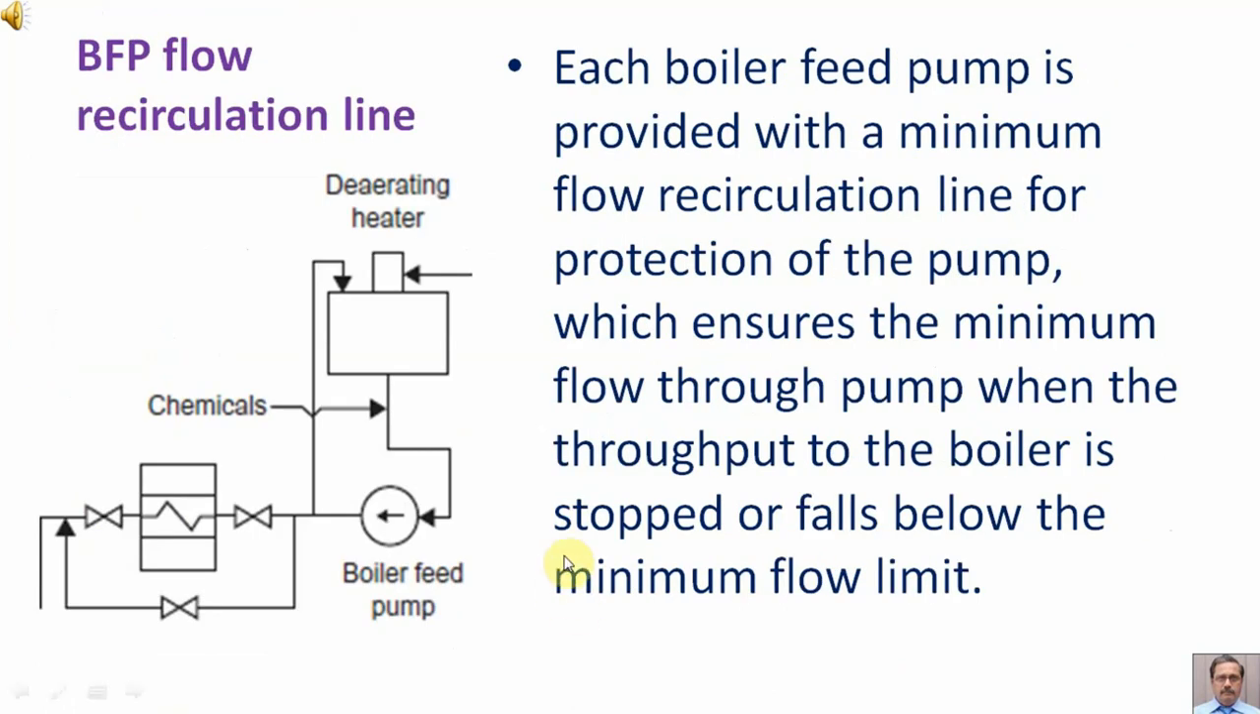Here we are showing the BFP recirculation line. Each boiler feed pump is provided with a minimum flow recirculation line for protection of the pump, which ensures the minimum flow through pump when the throughput to the boiler is stopped or falls below the minimum flow limit.